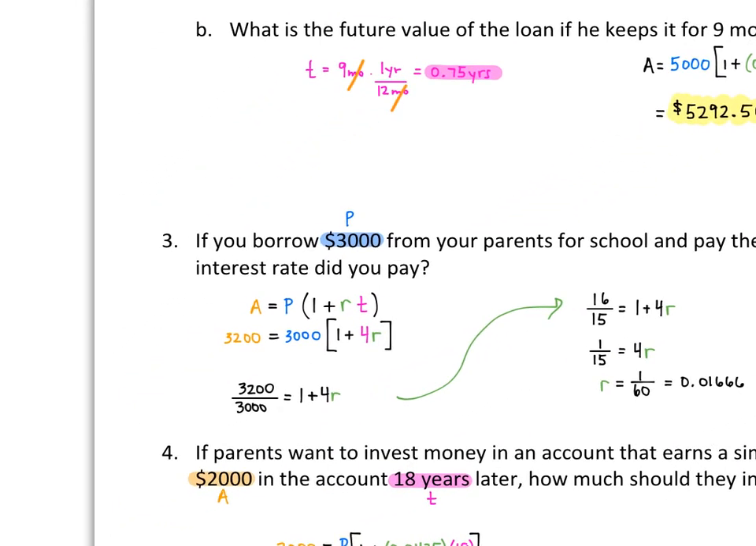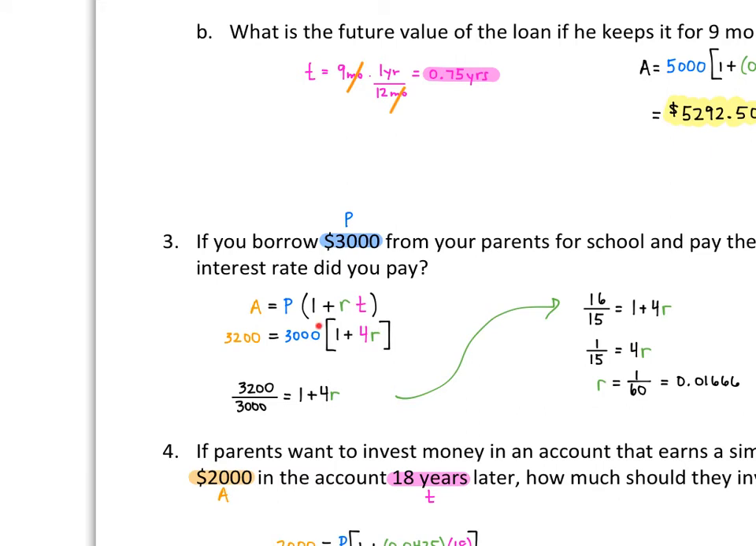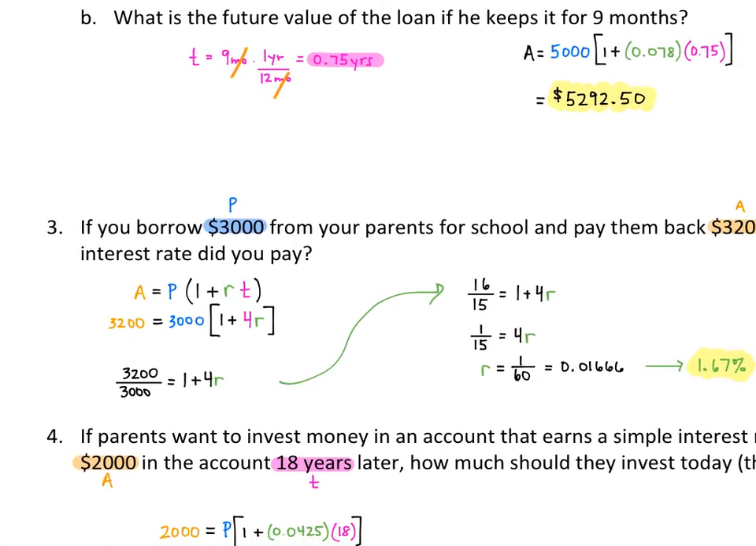So the easiest thing to do is let's first divide by this 3,000. So 3,200 divided by 3,000 equals 1 plus 4R. If we were to simplify, but don't round, just simplify, 3,200 over 3,000 is 16 over 15, and that equals 1 plus 4R. So subtracting 1, we get 1 over 15 equals 4R. Dividing by 4, we get R is equal to 1 over 60, which comes out to this decimal.